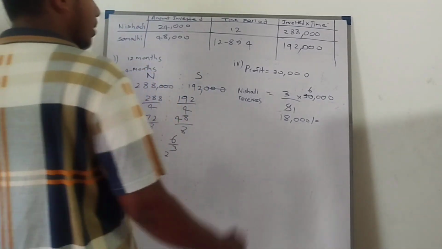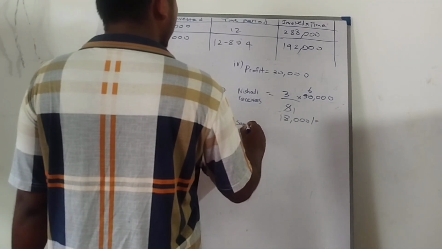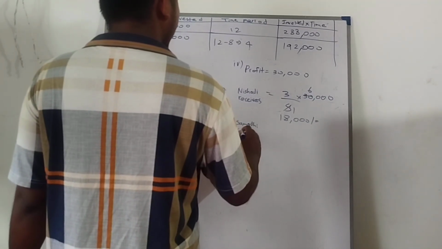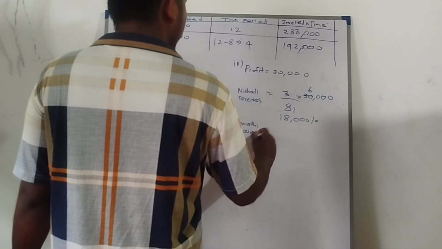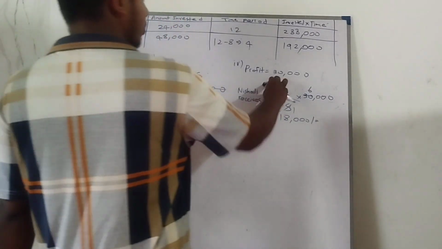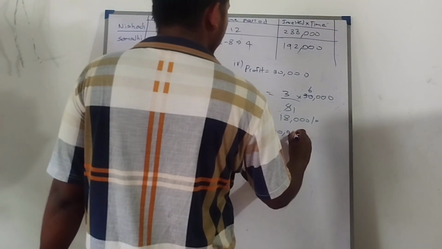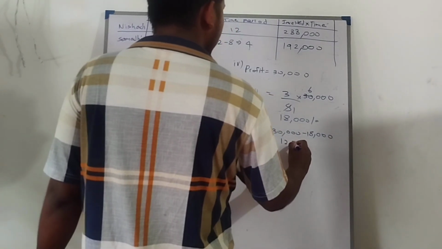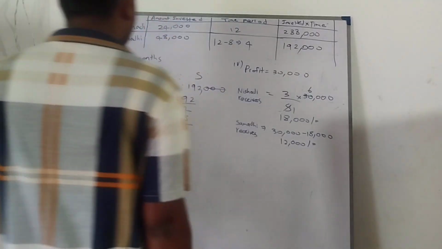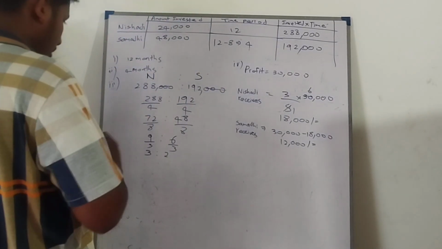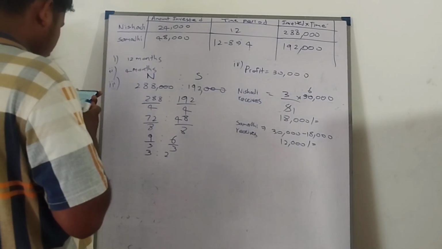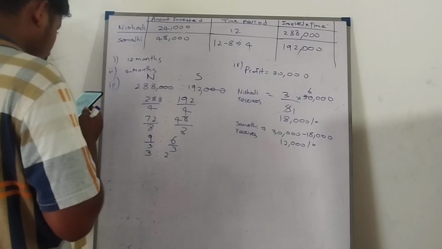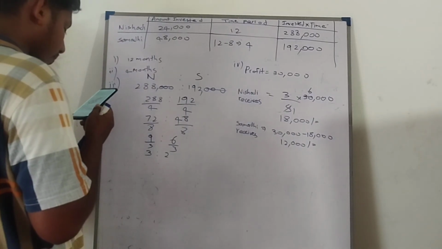Next one, Samadhi receives. Samadhi's share can be found from 30,000. If you subtract 18,000, you can simply get the answer. So the final answer is 12,000 rupees. Okay. Let's go to the next question. They are asking another question in question number 5.